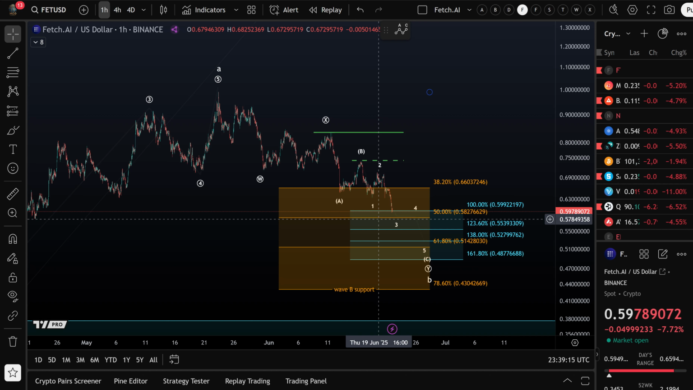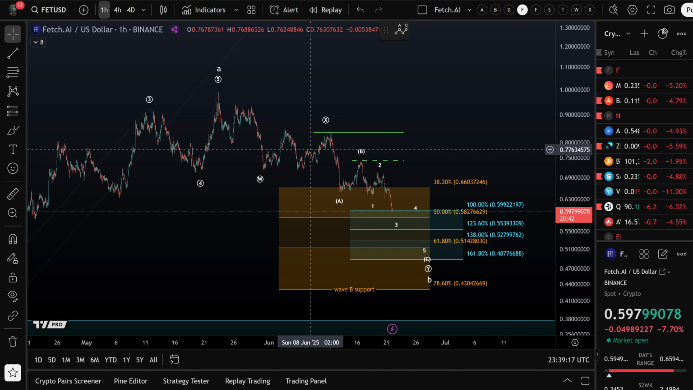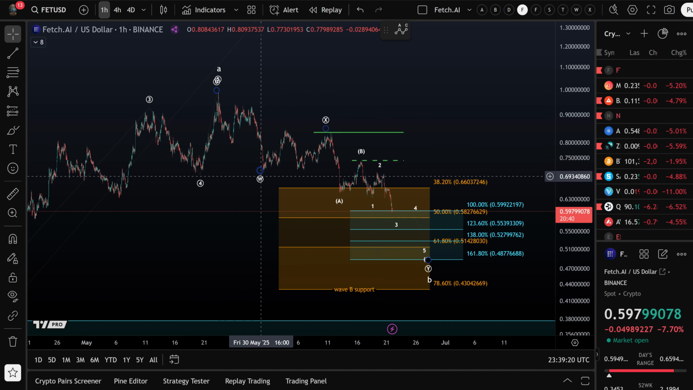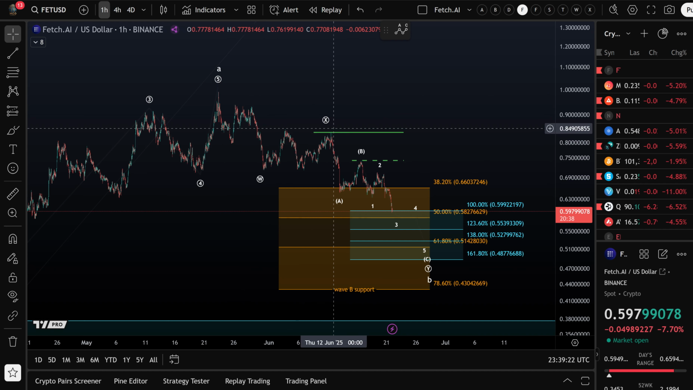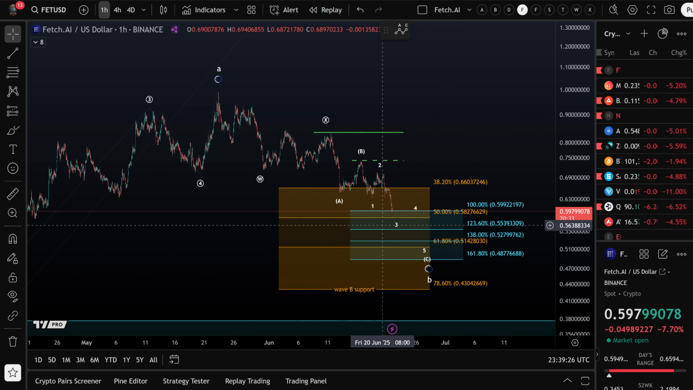Why target area? Because this is based on the wave W, length of wave W. And then we compare that with the length of the Y wave, and what comes up is this zone. Obviously, that is not enough really to calculate or define a target. It's more like a broad zone to watch.